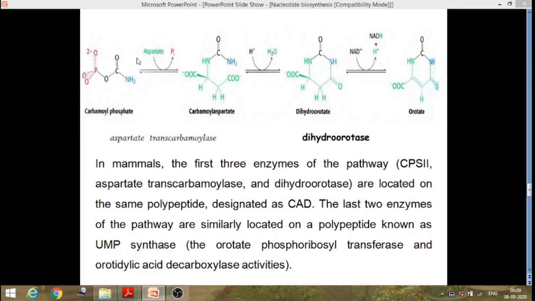So this reaction where aspartate combines with carbamyl phosphate to form carbamyl aspartate is catalyzed by aspartate transcarbamylase, and then the other two reactions are catalyzed by dihydroorotase enzyme. So in mammals, the first three enzymes of the pathway, the carbamyl phosphate synthetase 2, aspartate transcarbamylase, and dihydroorotase, all three enzymes are located on the same polypeptide designated as CAD.